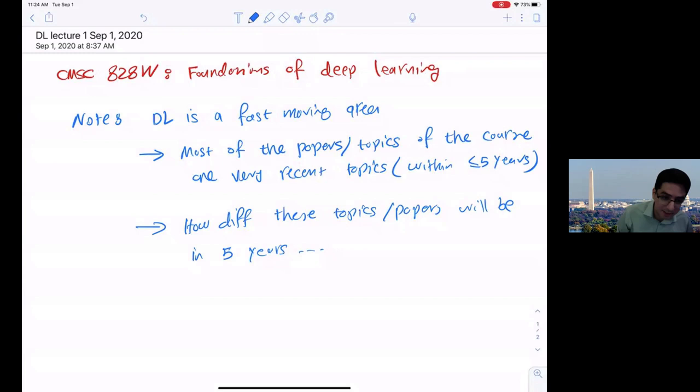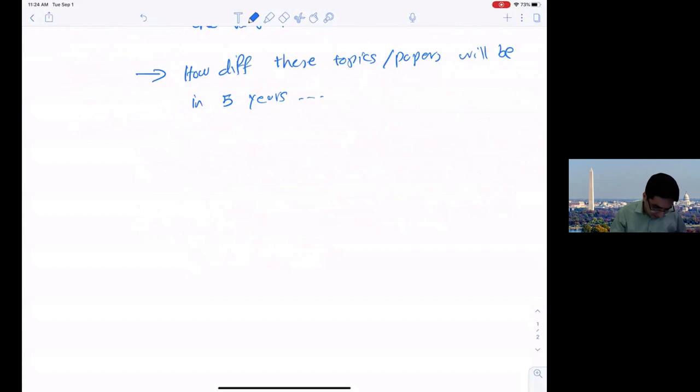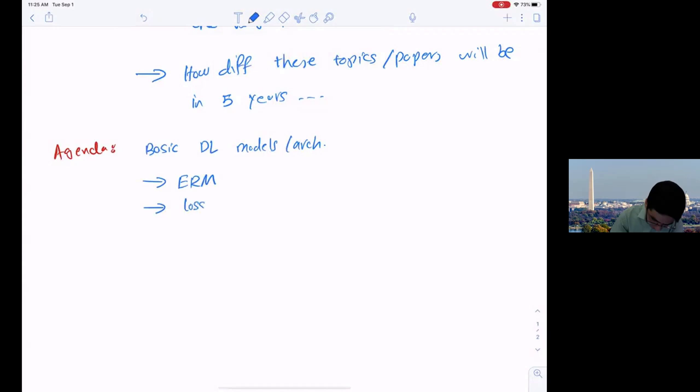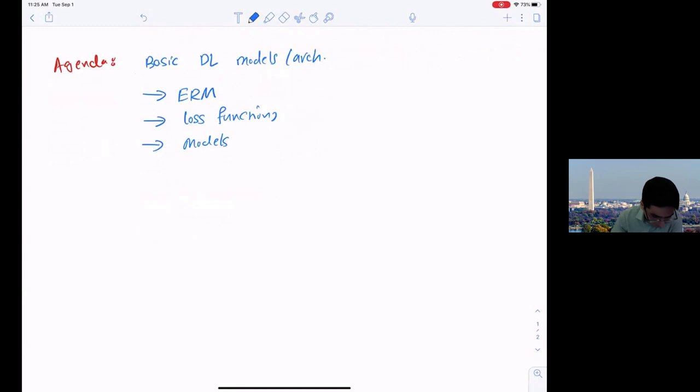Okay, so today's agenda is that we are going to cover basic deep learning models and architectures. We'll start with ERM, empirical risk minimization. We'll then talk about the loss functions that we use in ERM. Then we'll talk about the models that we use to have a mapping from inputs to the outputs. And finally, we'll look into the optimization problems and how we solve these optimizations in practice.